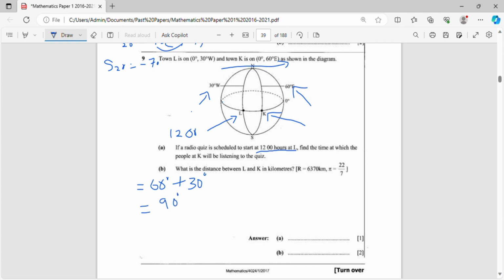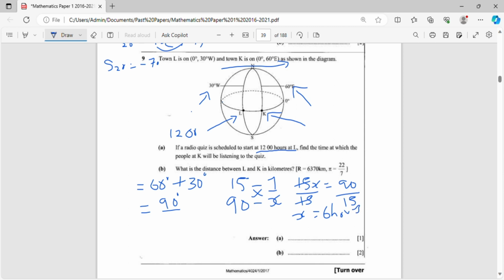And we ought to remember that 15 degrees is equivalent to 1 hour. So in this case, the difference in longitudes is 90 degrees. So 90 degrees will give us x. So we cross multiply. So 15x will be equal to 90 multiplied by 1, which is 90. We divide both sides by 15. So our x therefore will be equal to 6 hours.